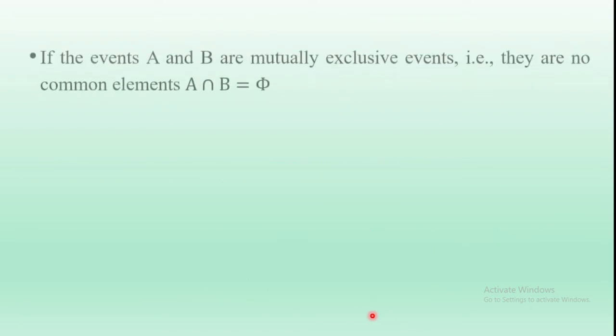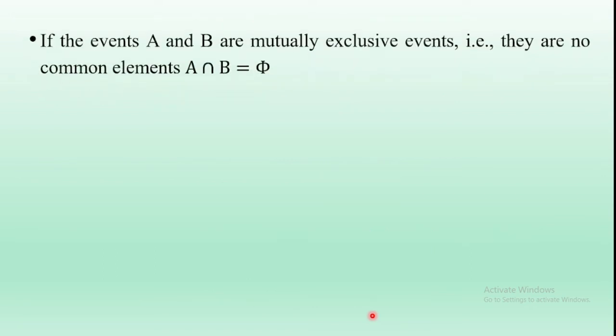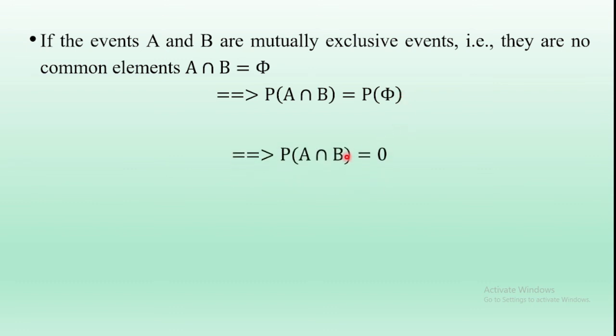Now, the two events A and B are mutually exclusive events. Mutually exclusive events mean the two experiments have no common elements, so A intersection B equals the null set, phi. Taking the probability on both sides, probability of A intersection B equals probability of phi. But we know that the probability of phi is always 0. Therefore, probability of A intersection B equals 0.